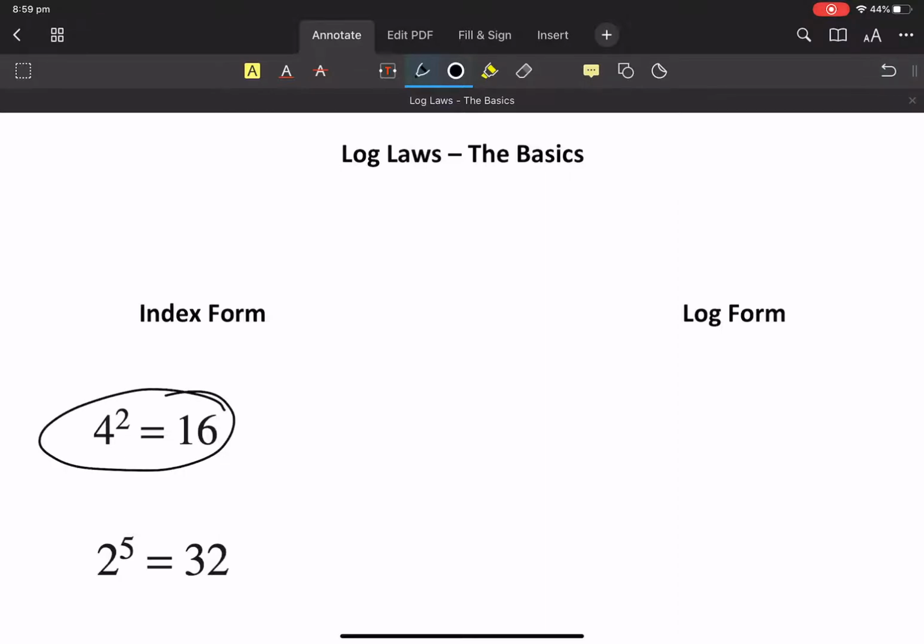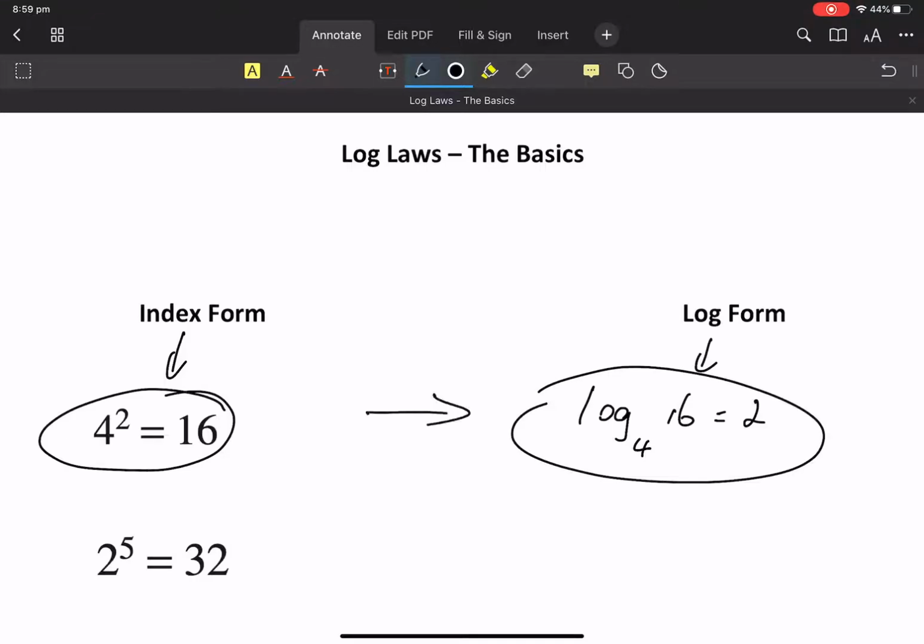There's a relationship there, and I can put that relationship, well, that's in index form. That relationship in log form is log to base 4 of 16 is 2. They're the same relationships. 4 squared is 16.